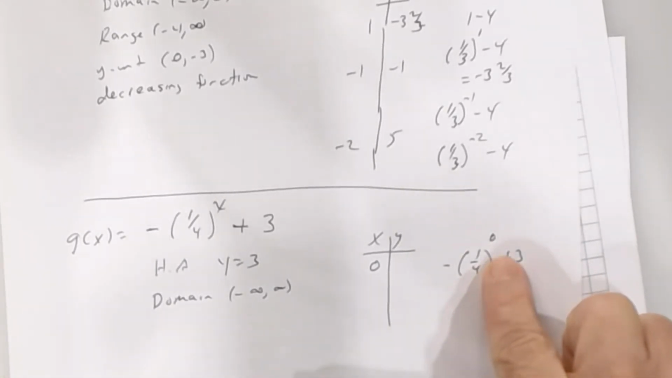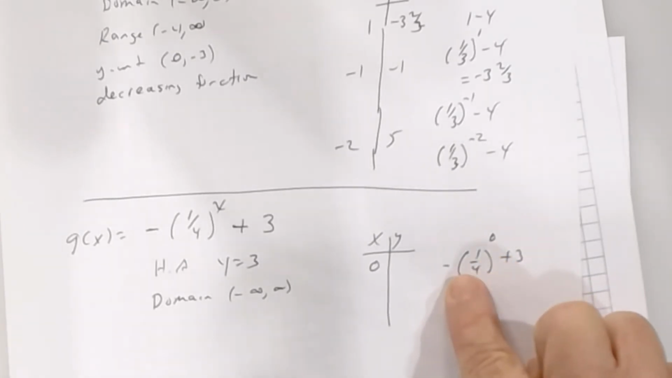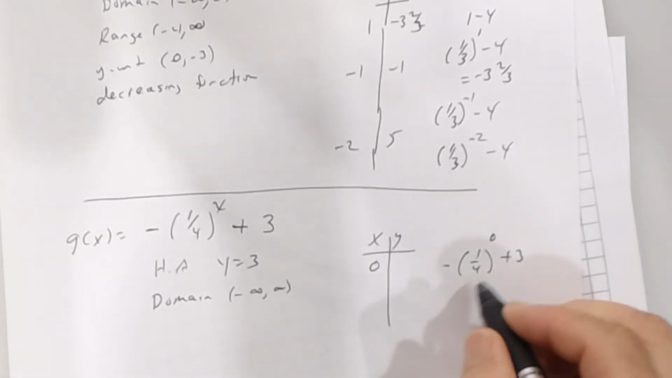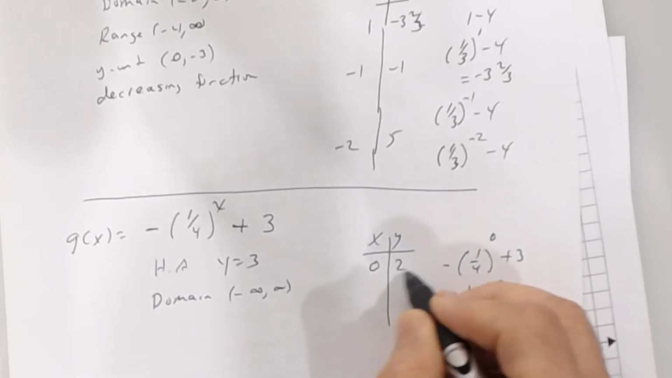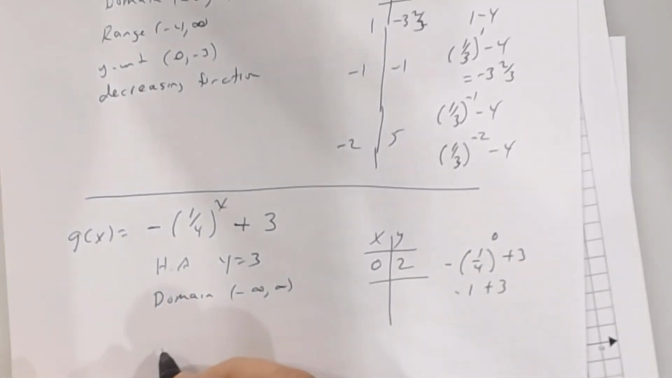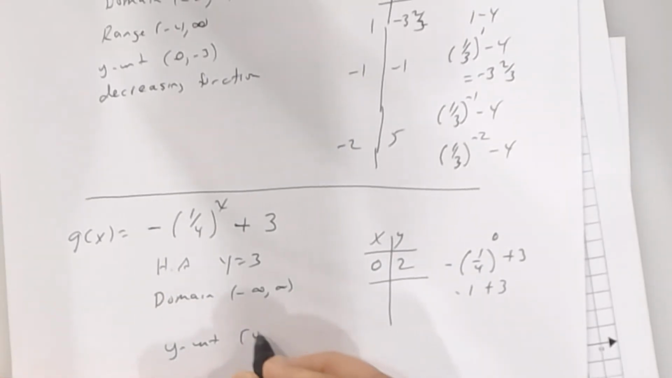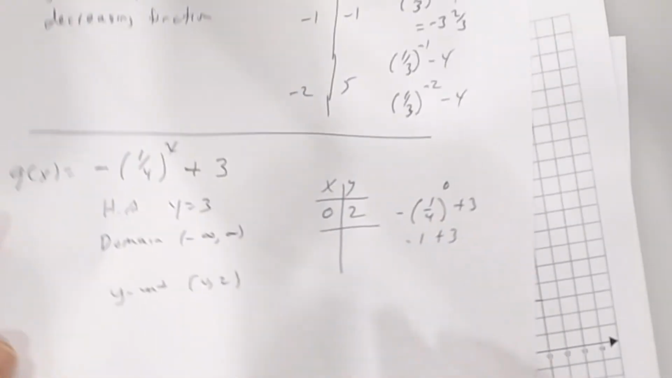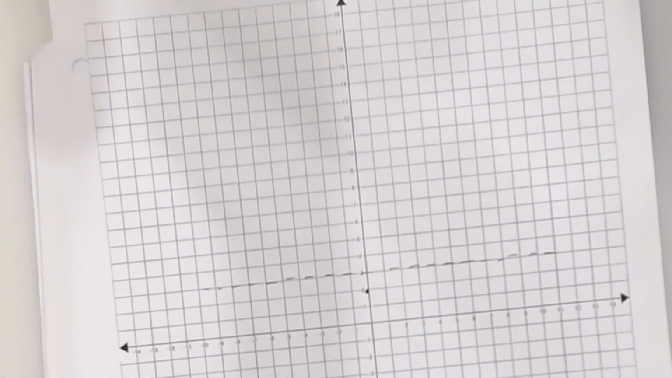But you can do this without the calculator. Because what's 1/4 to the 0? 1. So this becomes a negative what? 1. And what's negative 1 plus 3? 2. So my y-intercept is (0, 2). So I plot the point (0, 2), which is here. So now you see right away that that point is below. So where's the graph located, above or below? Below.